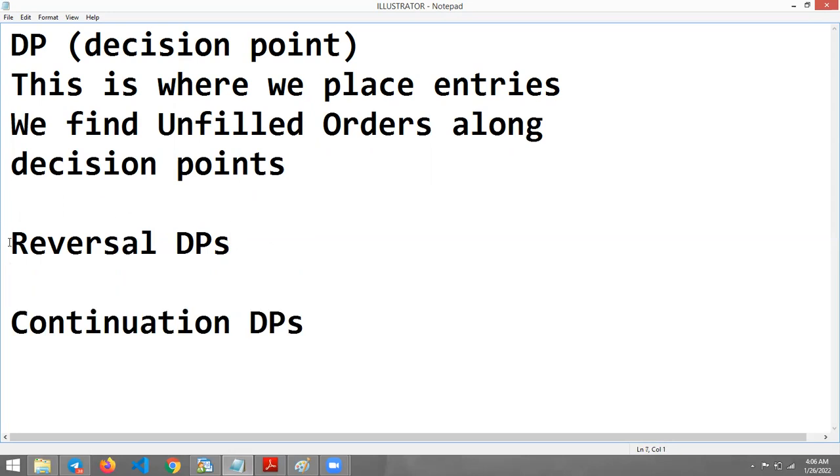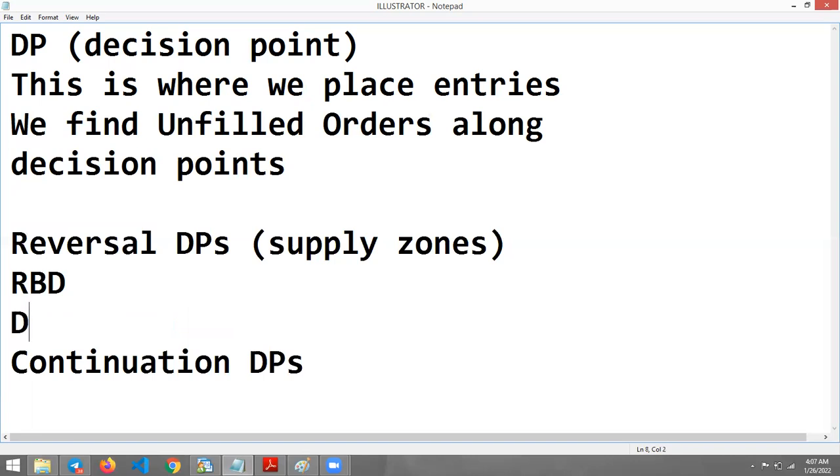Under the reversal decision points, we have what we call the rally, base, drop. The reversal decision points form what we call the supply zones, right? So we have rally, base, drop, and drop, base, rally, right?